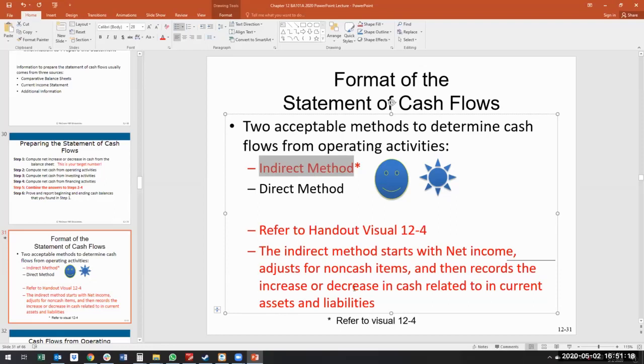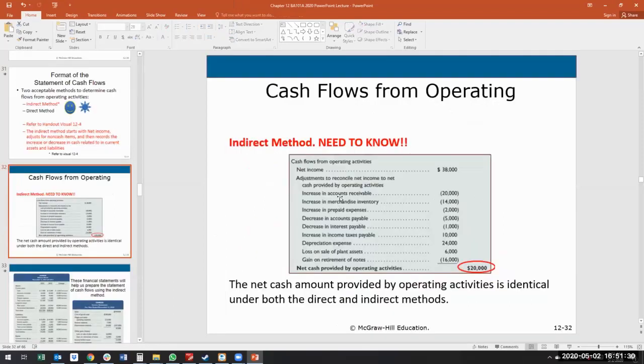The indirect method is a way where we start with our income and then we make adjustments to go back to cash basis. And so what we'll do is we'll start with our net income. This is from the income statement. And then we'll reverse all of our accruals.